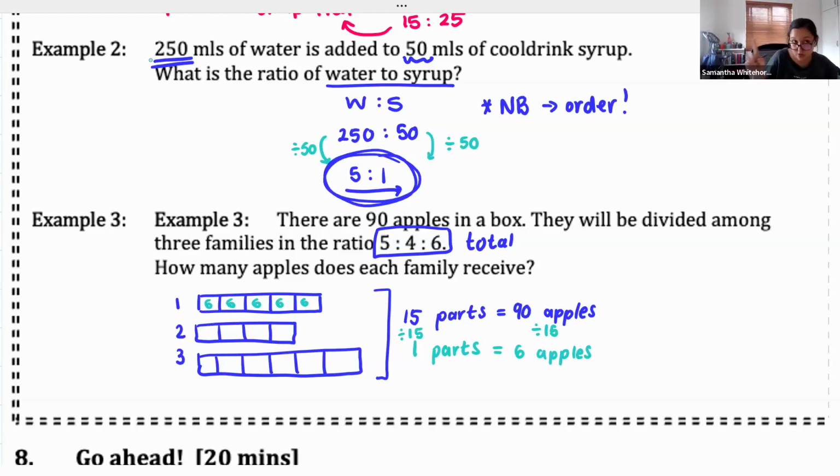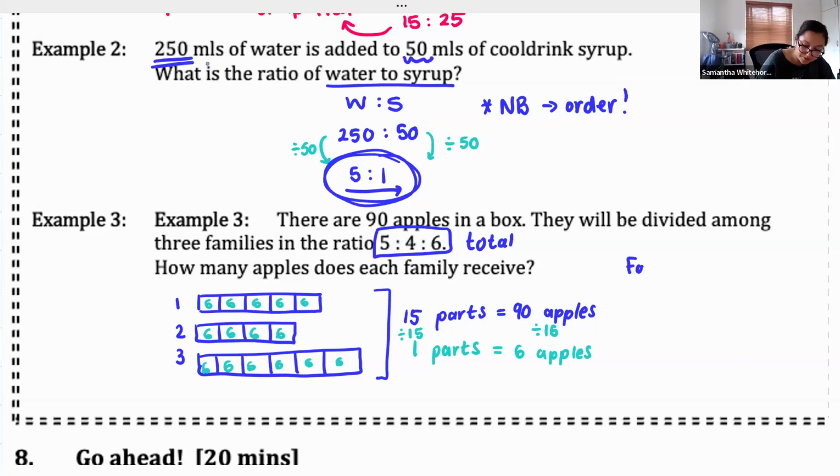Every single one of those parts. Every single one of the 4 parts for family 2 is 6 apples. And every one of the 6 parts for family 3 is 6 apples. And now that you know what 1 part is, it's very easy to go figure out what each family gets.